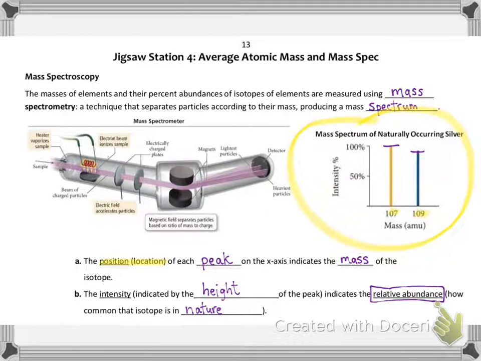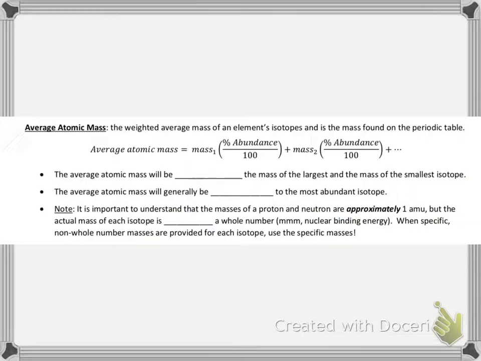We can then take the information from a mass spectrum and use it to calculate the average atomic mass of a given element. Now, the average atomic mass calculation is a weighted average, so you can't do it like a normal average. The formula is given like this. You take the mass of each isotope, multiply it by its percent abundance divided by 100, and then you just add them all together. But this is important. This formula is not on the formula chart. You just kind of have to know how to do this.